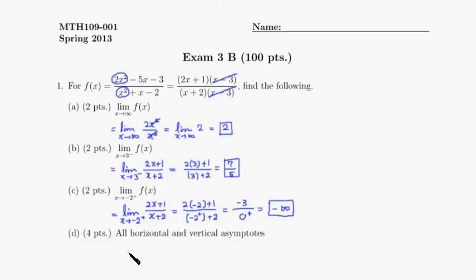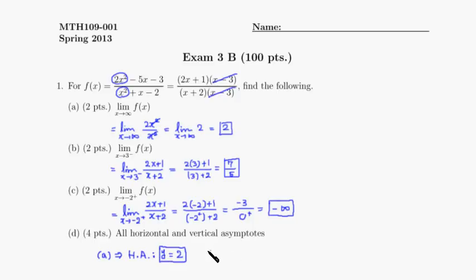So it's going to go to -infinity. Part D, we want to find all horizontal and vertical asymptotes. You can see that part A is going to give you a horizontal asymptote. Since the limit of the function at infinity is equal to 2, and as x approaches negative infinity it still goes to 2, y equals that number is the equation of the horizontal asymptote.